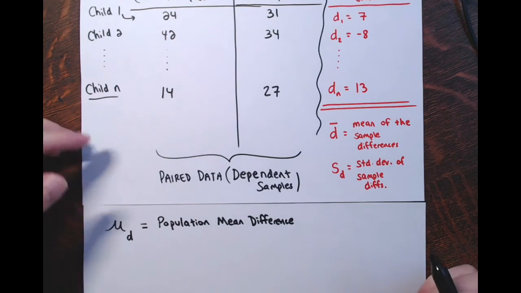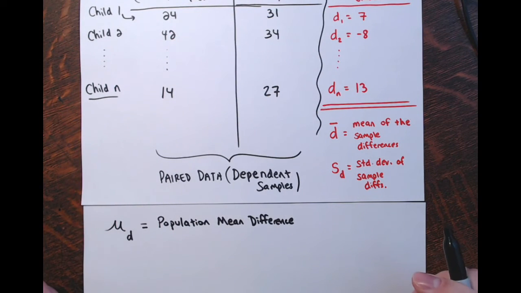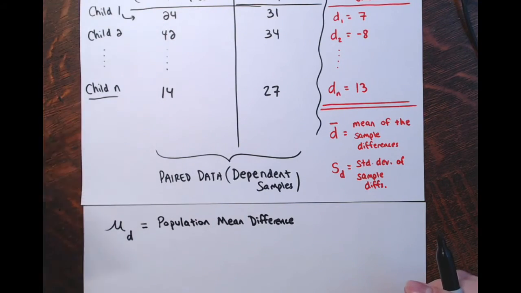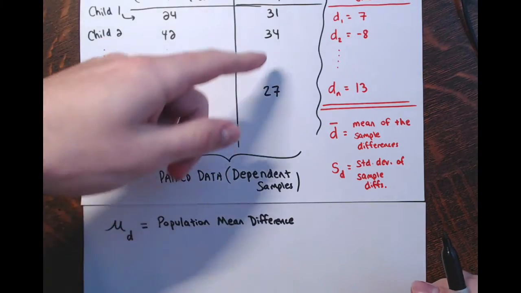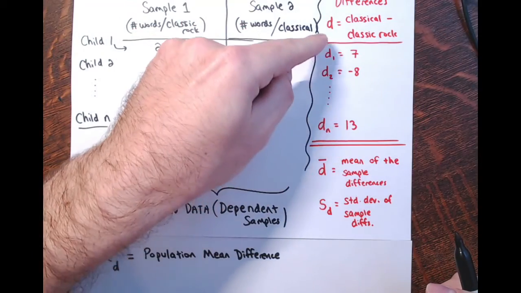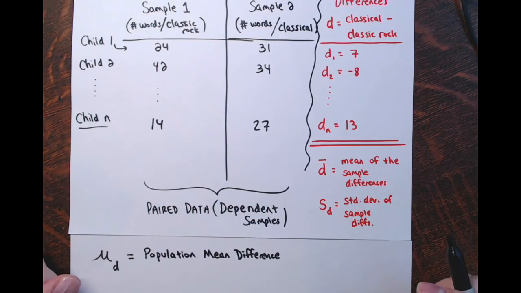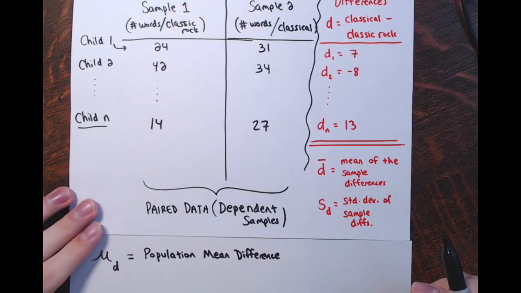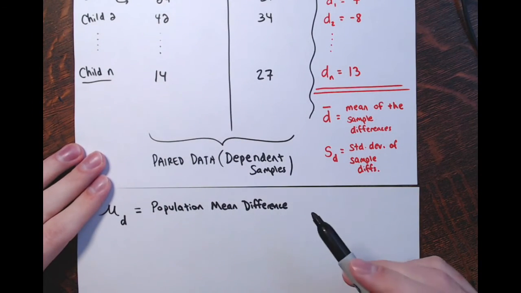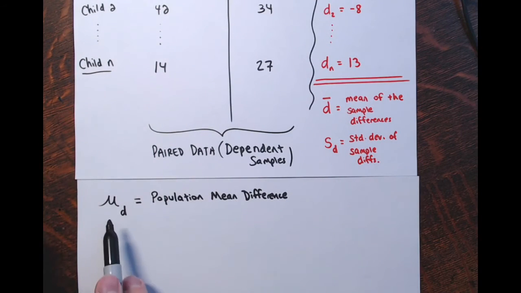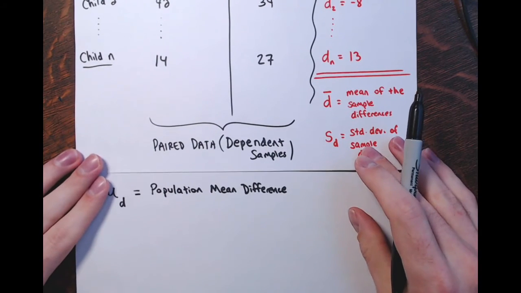So if I were to do this for every child, how many words did they all memorize after listening to classic rock? How many words did they all memorize after listening to classical music? Then I'd subtract those and get all possible differences between classical and classic rock for all children, and then take the average of all those. That's this mu d. And our hypothesis will be about this value here.